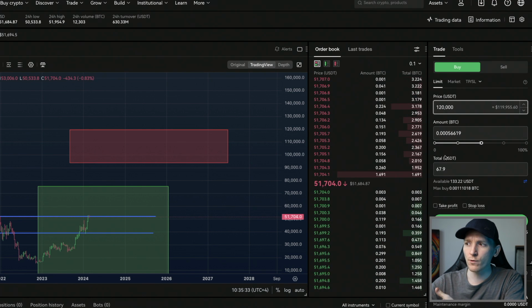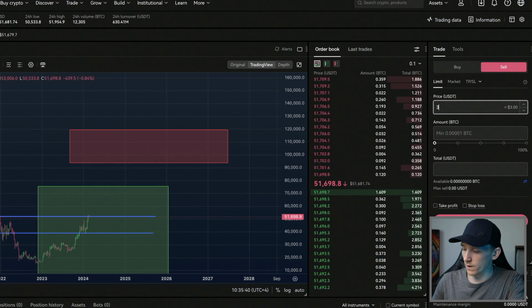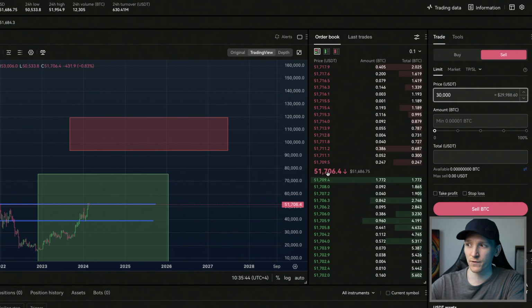So limit orders only really work when they are away from the price. On the sell side, if I was to say sell Bitcoin at 30,000, it's going to sell immediately for me because the price is 51,000.